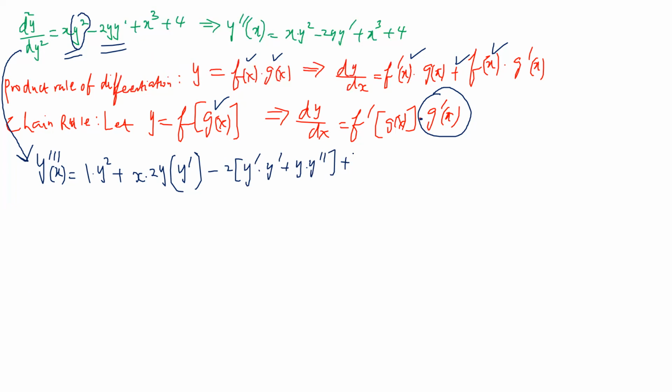The derivative of x cubed is 3x squared. The derivative of the 4 is 0. All right, without wasting much time, we can add the things up. So you have y squared plus 2x y prime minus 2y prime, and then you square everything, minus 2y double prime plus 3x squared.